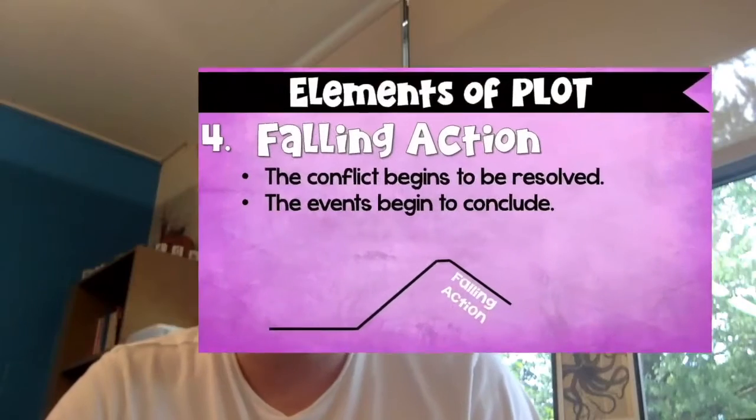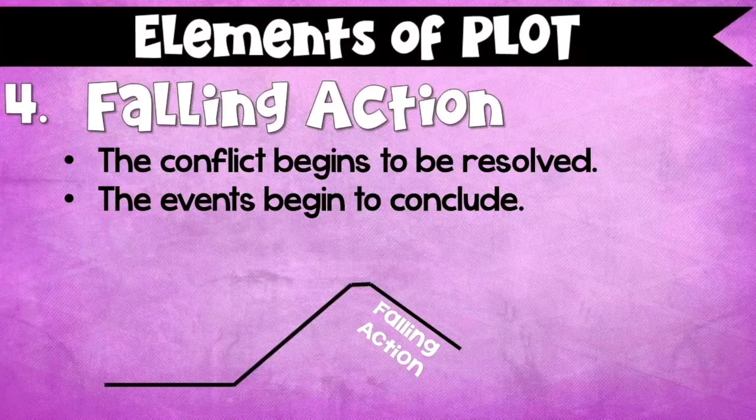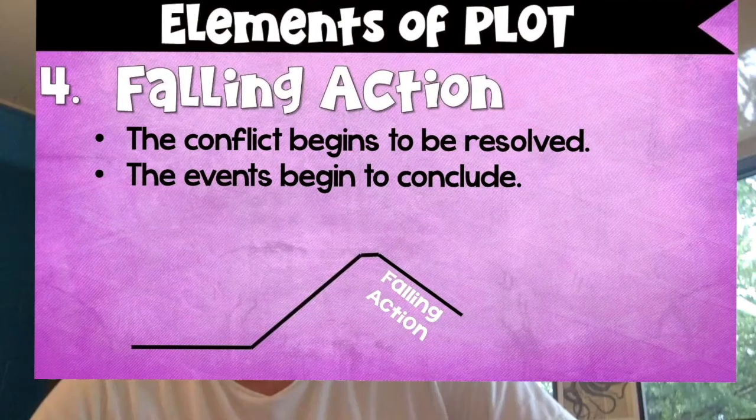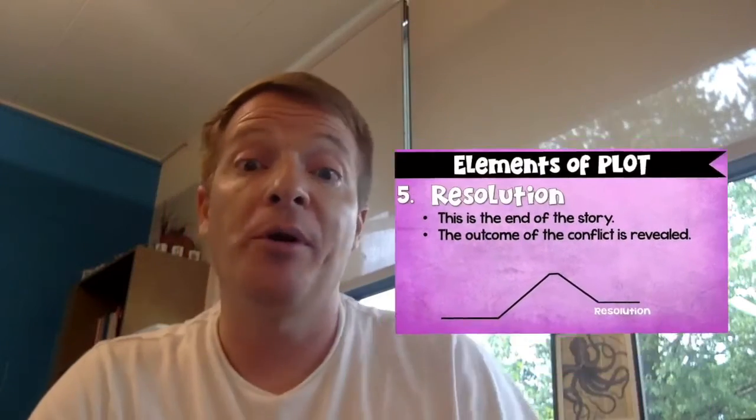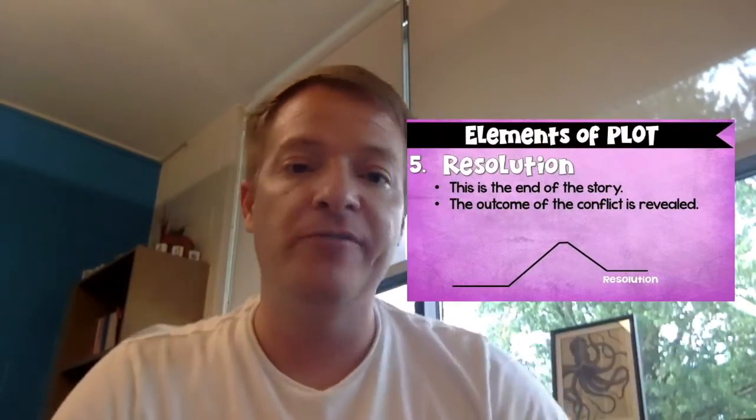After the climax, we have falling action. The story's starting to wrap up then. The problem is starting to get fixed, and the events in the story are starting to end. So we're going back down. Just remember, rising action goes up. After the climax, we go to the falling action.